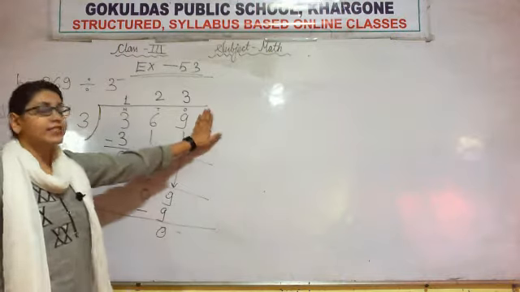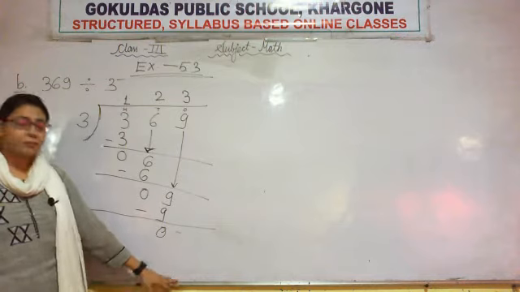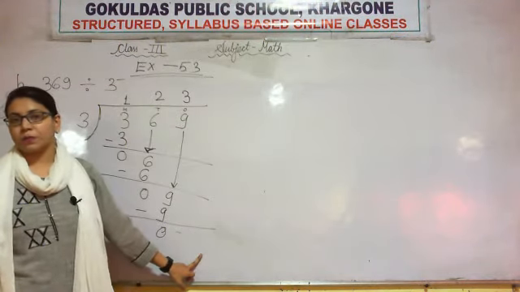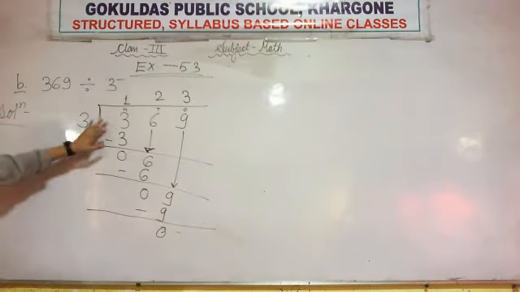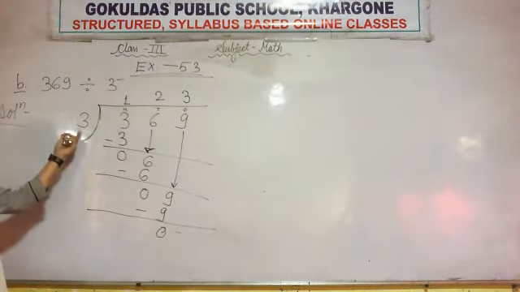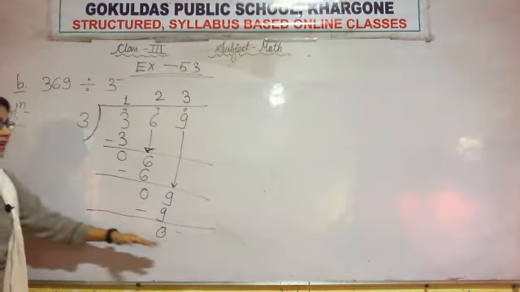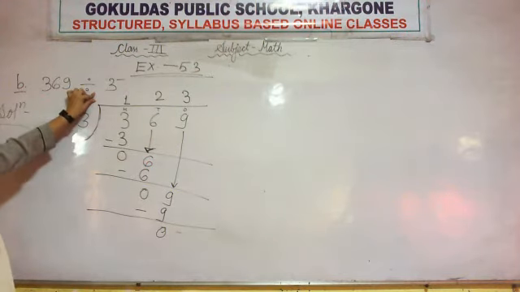Now no number is there to bring down. So here we will stop our division process. We got 0 here and no next number there is to bring down. So 369 divided by 3 is equal to 123 with remainder 0. Our remainder is 0 and our quotient is 123.